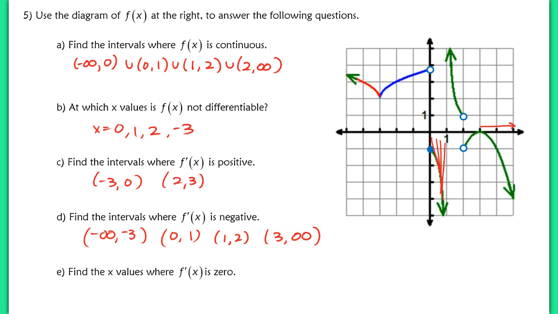Now, part E asks for the values where f prime of x is 0. So we want to know where our derivative is 0. So that means we have a slope that is 0, meaning our tangent is horizontal. So that only happens right here at x equals 3. So at x equals 3, our derivative is 0.